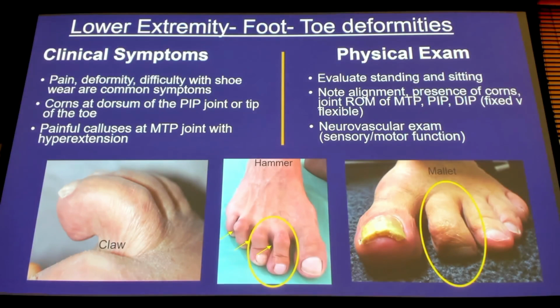Okay. So this is your left picture there, the general appearance of the claw toe, middle, hammer toe, and then far right, mallet toe.